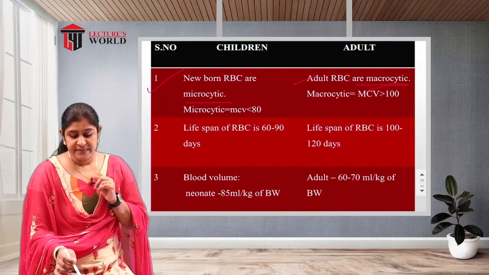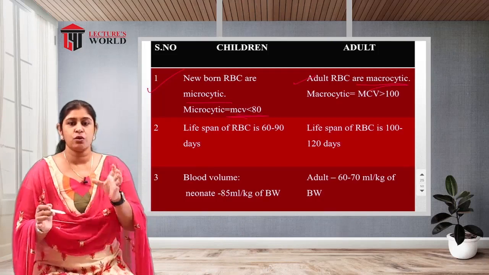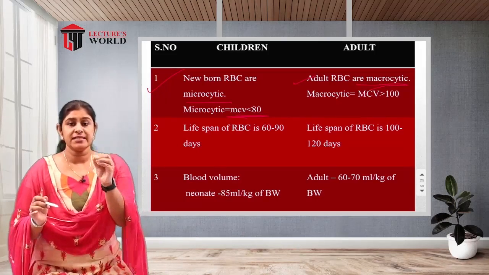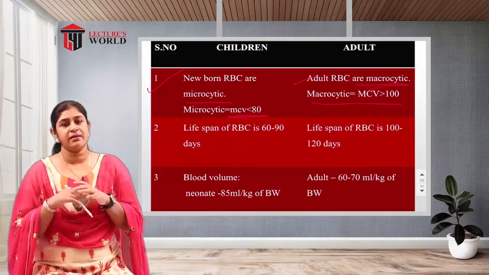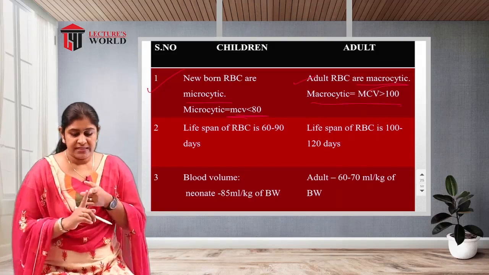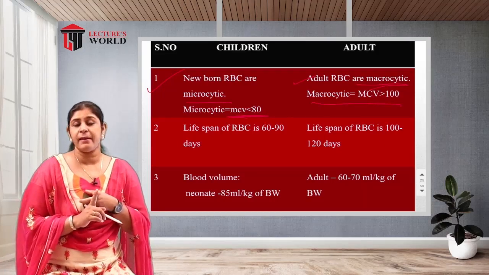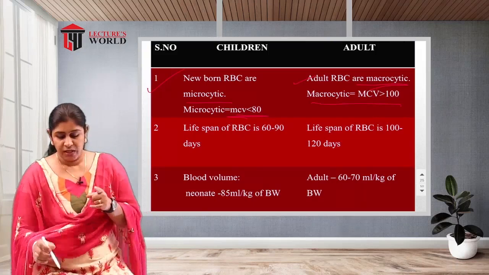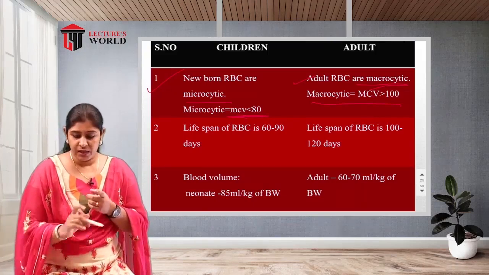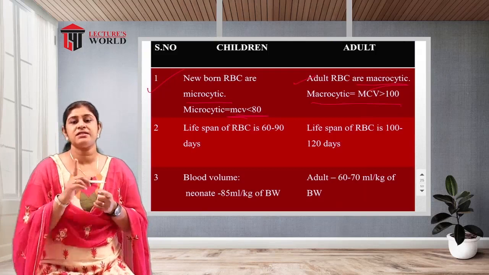Microcytic means MCV less than 80, and macrocytic means MCV greater than 100. So in children the newborn RBCs are microcytic, with MCV less than 80, and adult RBCs are macrocytic, with MCV greater than 100.